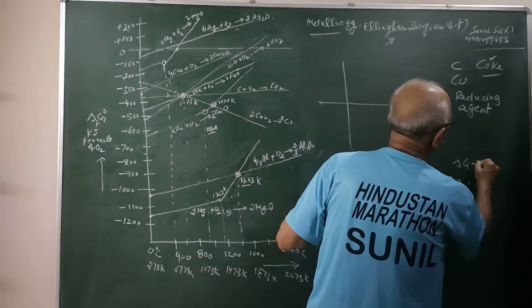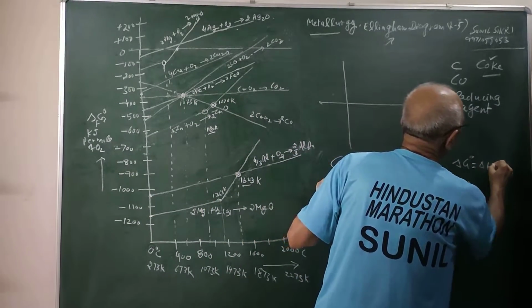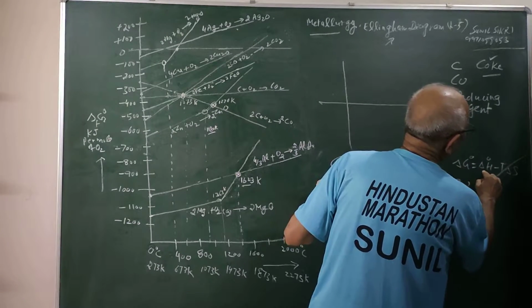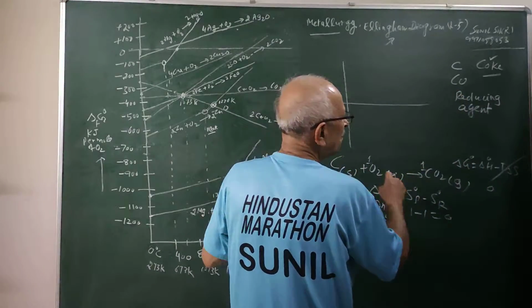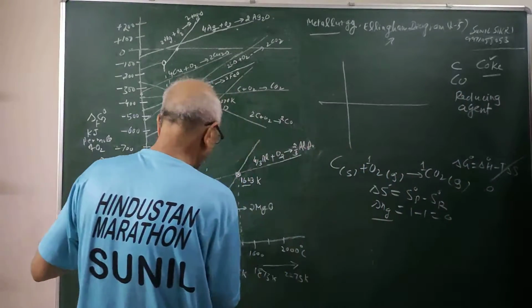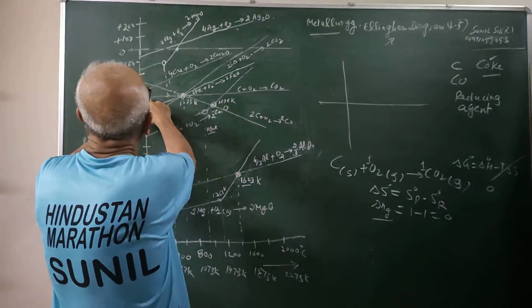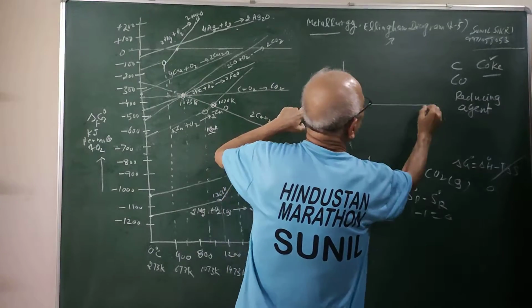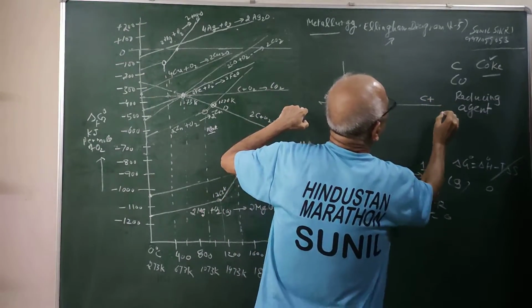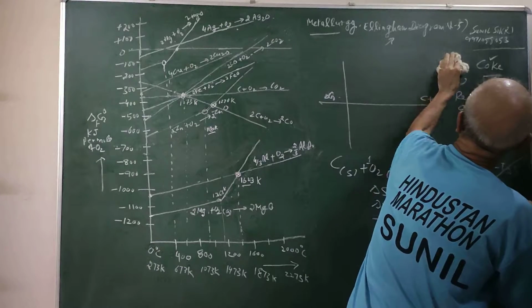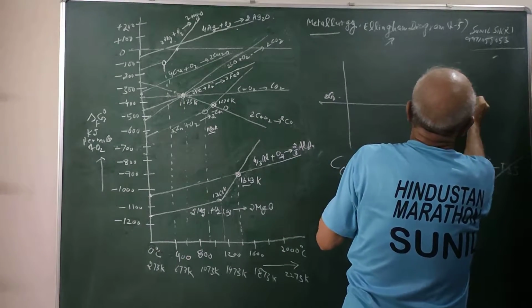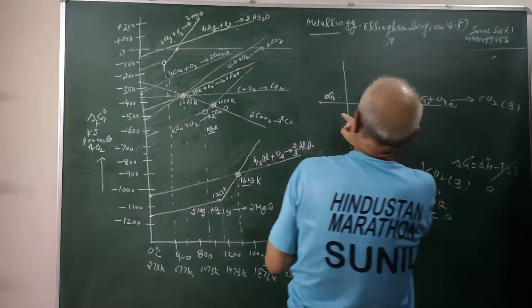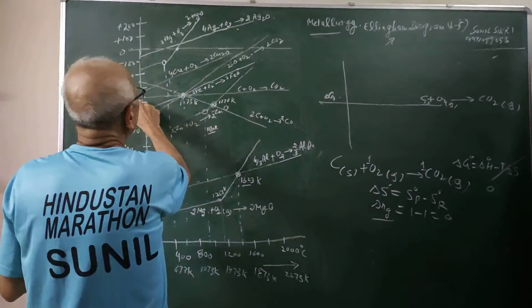That means delta G equals delta H minus T delta S. This term becomes 0, so delta G becomes equal to delta H. So there is no change in the value of delta G zero with temperature, as I have shown in this straight line. This is delta G zero versus temperature for C plus O2 giving CO2. O2 is a gas, CO2 is a gas, and carbon is solid. So here you get a straight line, as I have shown here.